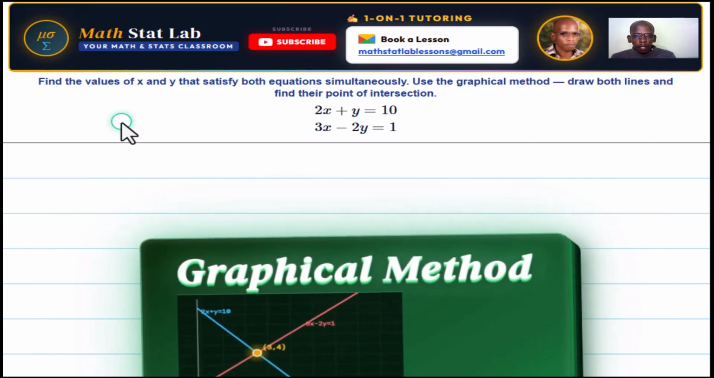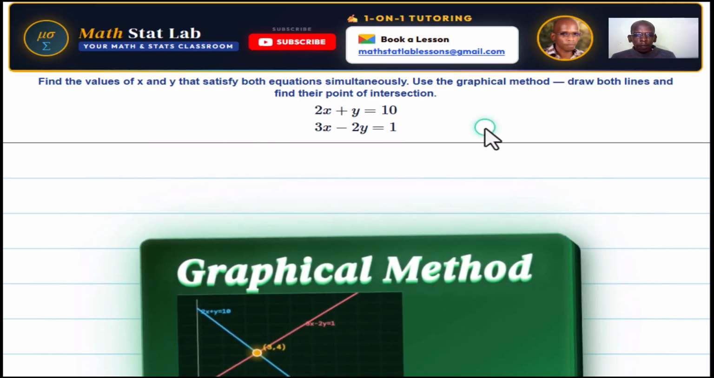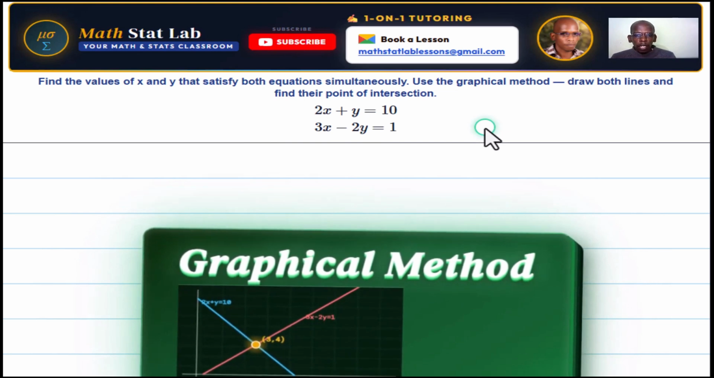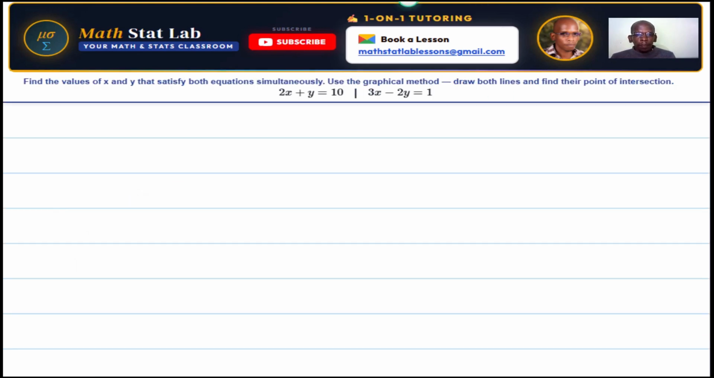Then you are given the first equation as 2x plus y is equal to 10. Then the second one, 3x minus 2y is equal to 1. The first step in solving this system of equations using the graphical method is to find our coordinates for each of the equations, which will help us to plot them in the Cartesian plane or in the graph.